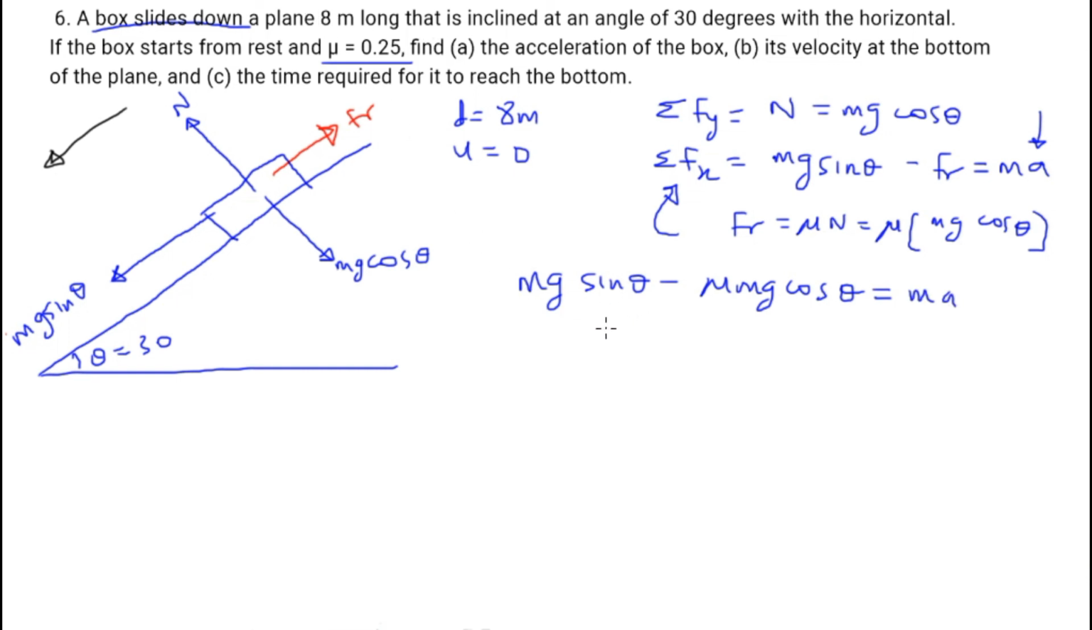So the next thing is to divide through by the mass. If I divide through by the mass, the mass cancels out, so eventually I'll have g sine theta minus mu g cos theta. The acceleration is always independent of the mass, so this would give the acceleration of the object.